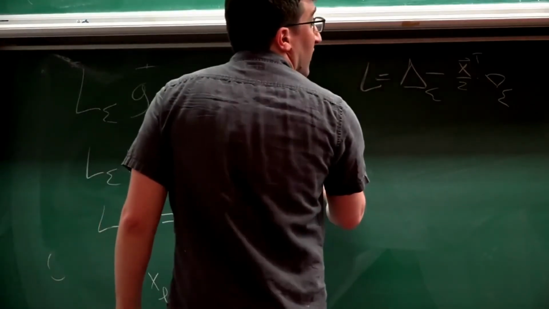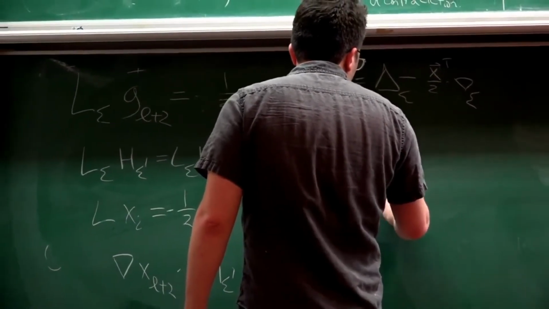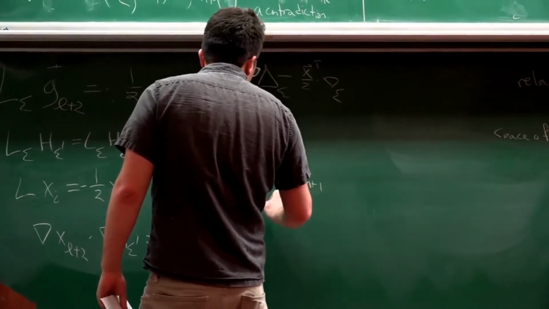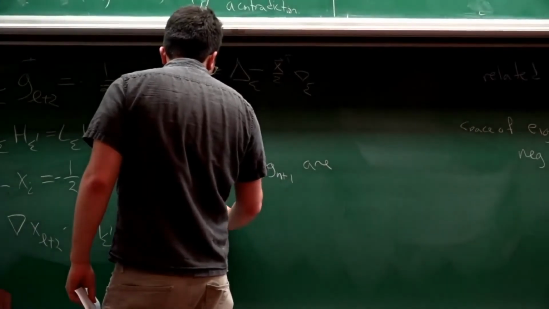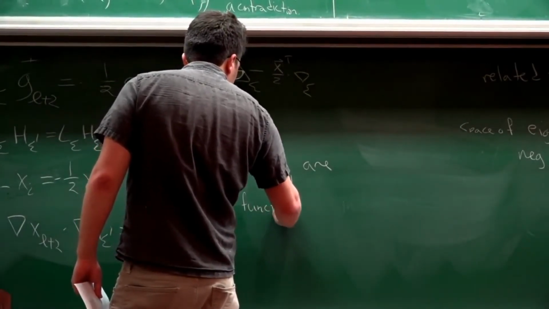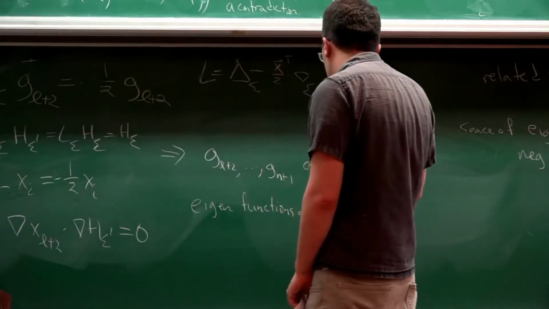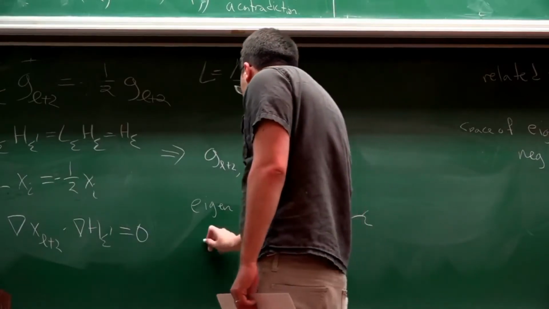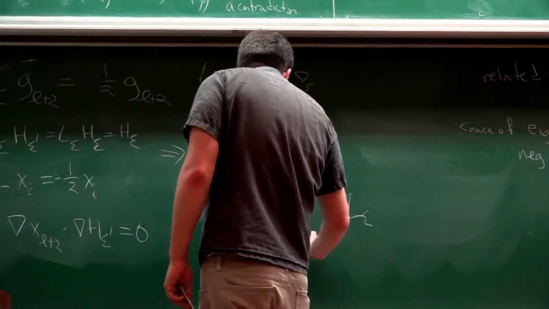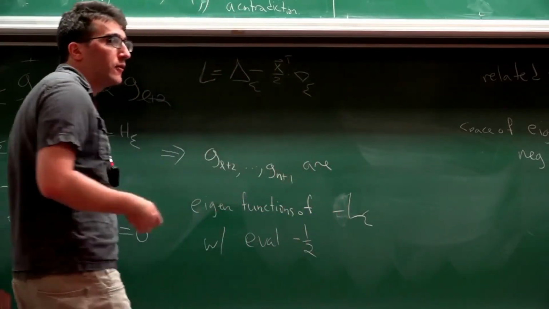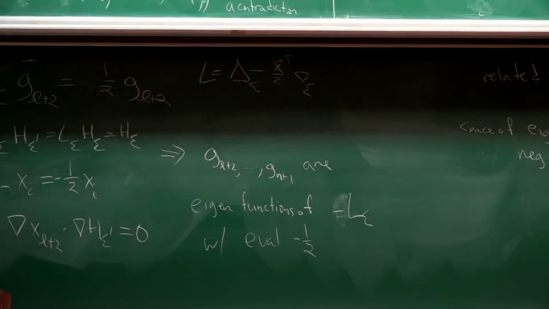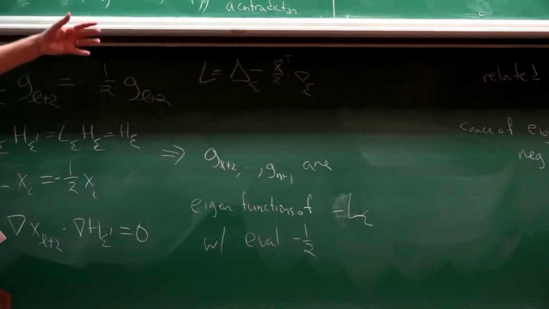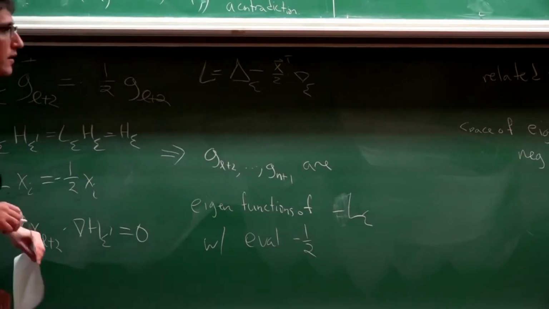So this of course implies that G_{l+2} up to G_{n+1} are eigenfunctions of L minus L sigma with eigenvalue minus a half. So they're also negative directions, and it should be clear they're linearly independent, and of course also linearly independent from the f's.